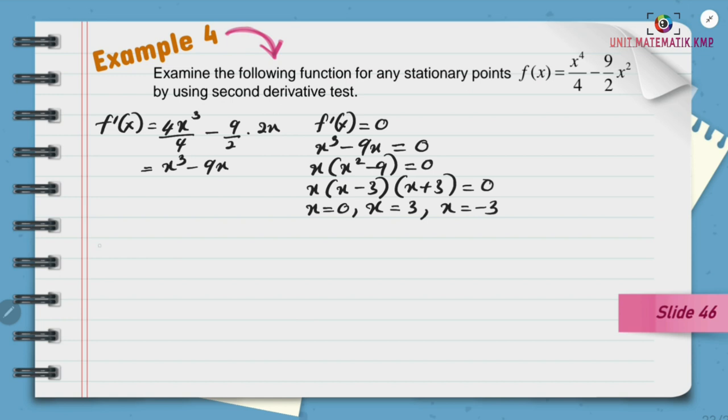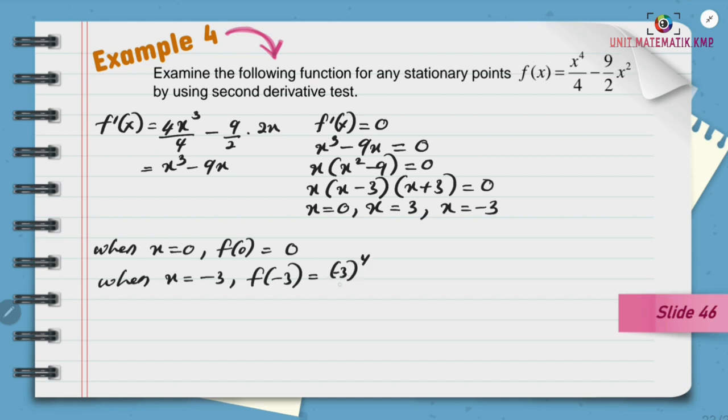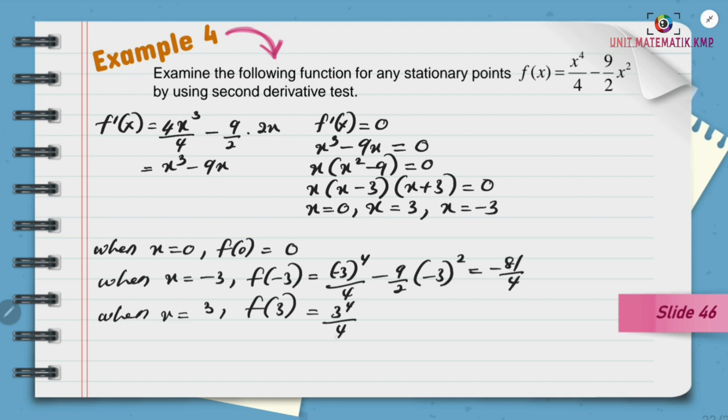Next, to find the stationary points, when x is equal to 0, we substitute in the function f(x). f(0) we have 0. When x equals negative 3, f(-3) we have negative 3 to the power 4 over 4 minus 9/2 times negative 3 squared, we have negative 81/4. Next, when x is equal to 3, f(3), we substitute 3 to the power 4 over 4 minus 9/2 times 3 squared, we have negative 81/4.